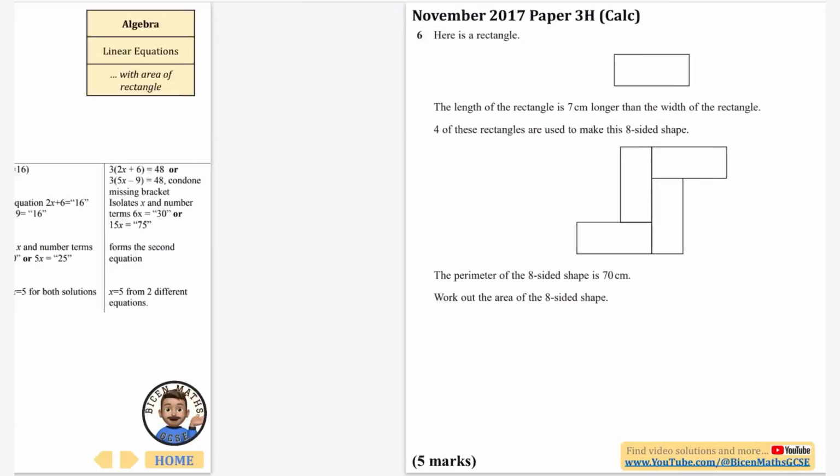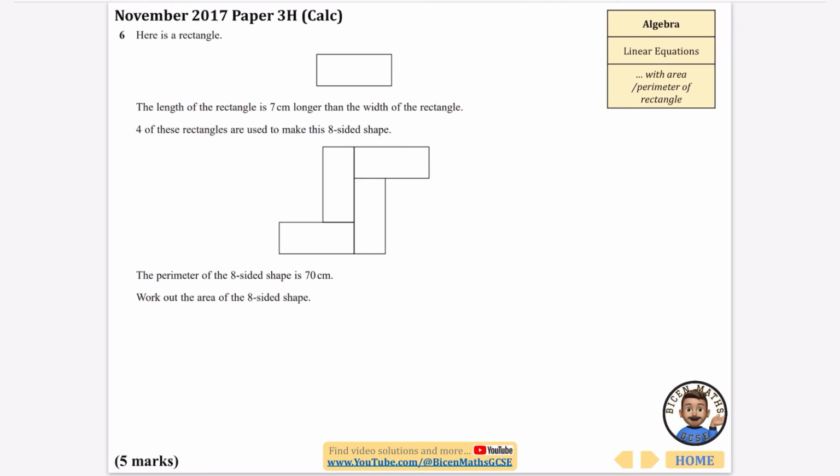So we've got one more question here, I think maybe one more, maybe two. And we're going to try and answer what we've got. It says, here is a rectangle. The length of the rectangle is 7 centimetres longer than the width of the rectangle. So I'm actually going to just label that. I'm going to say if this is x, then this is 7 centimetres longer. 4 of these rectangles are used to make this 8-sided shape. The perimeter is 70 centimetres. Work out the area of this 8-sided shape.